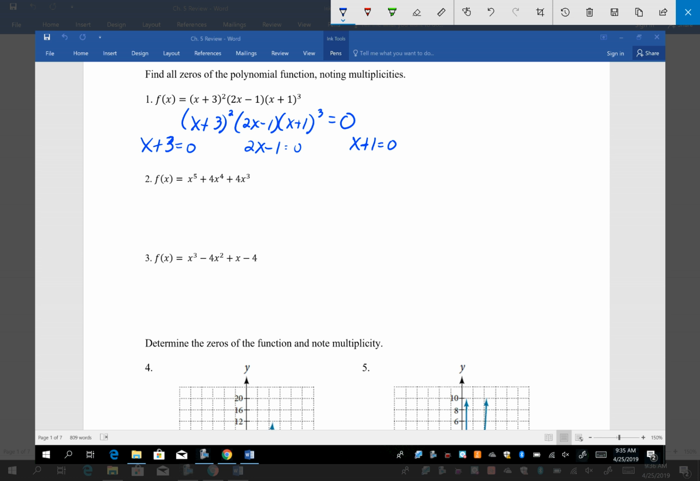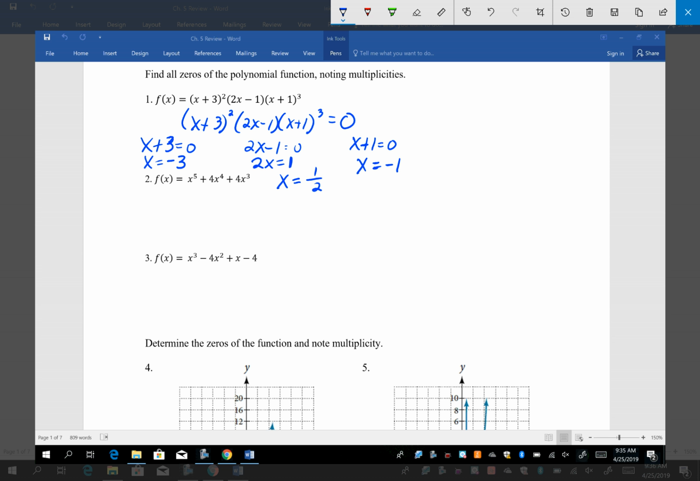So what makes x plus 3 equal to 0? Negative 3. What about, this one's a little tougher. If you need to do a little algebra, move the 1 over. So if it's a negative 1 here, when I move it over, it becomes positive 1. And if you divide both sides by this 2, you get x equals 1/2. And finally, what makes this one 0? Actually, negative 1. You're fine, it's okay.